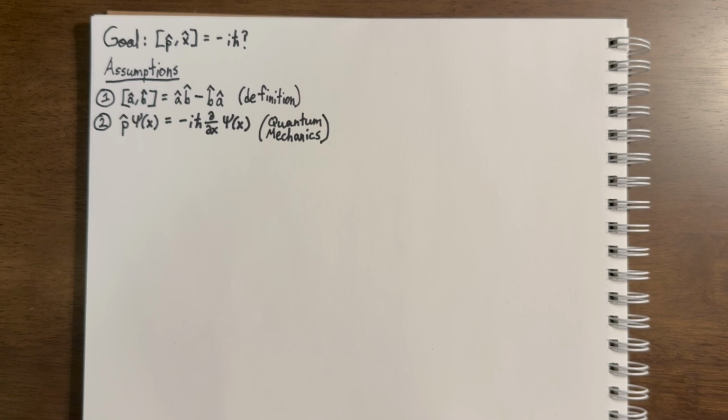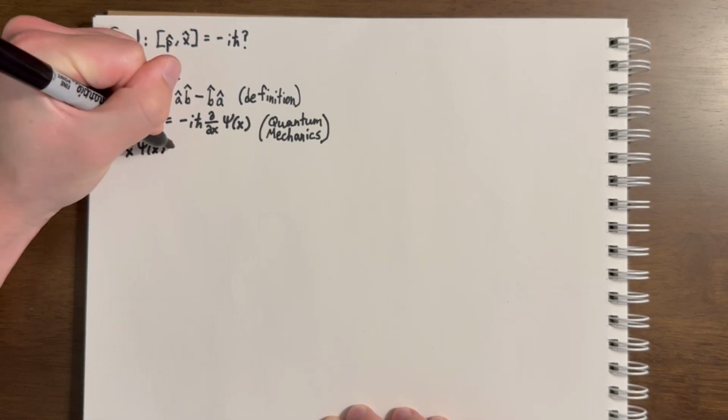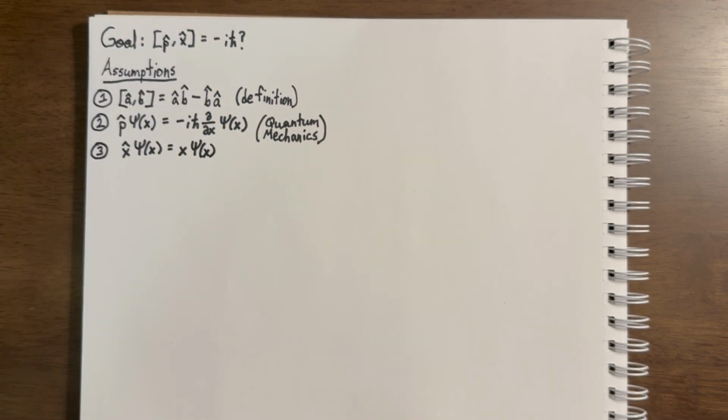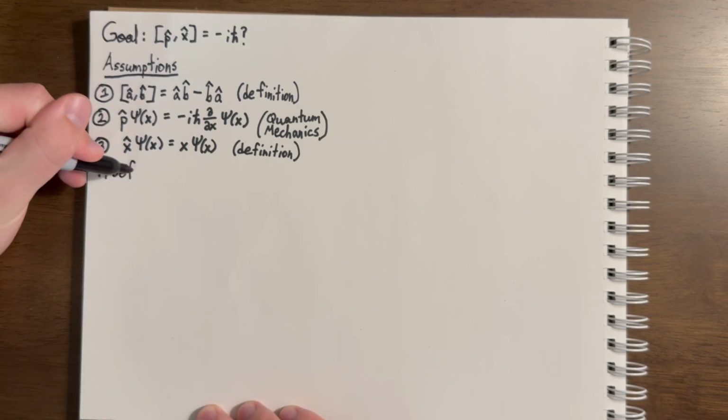I hope to make a whole video on that in the future. Finally, the position operator acting on a wave function is equal to the position times the wave function. This is just the definition of the position operator. So let's get on with the proof.